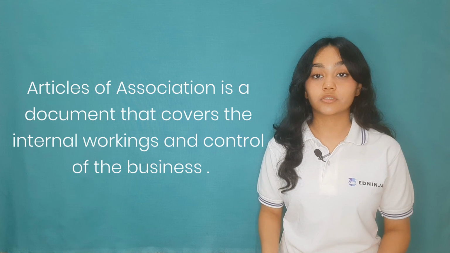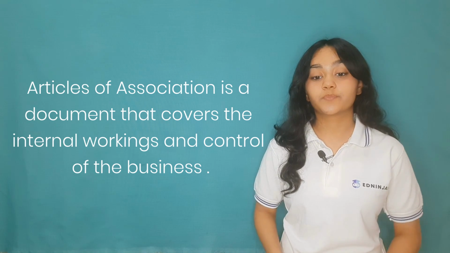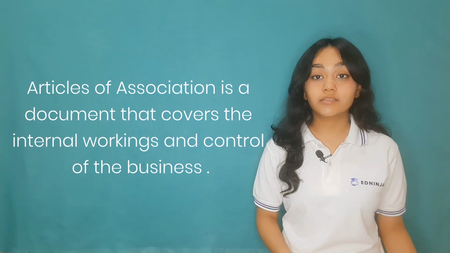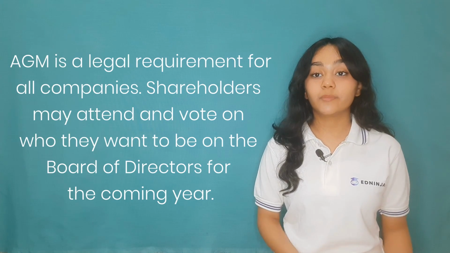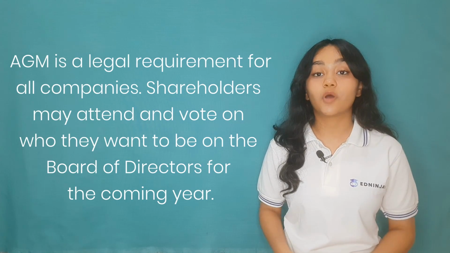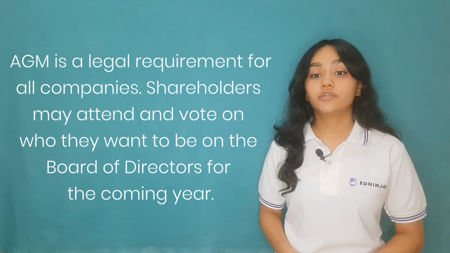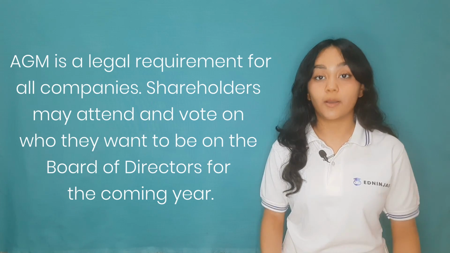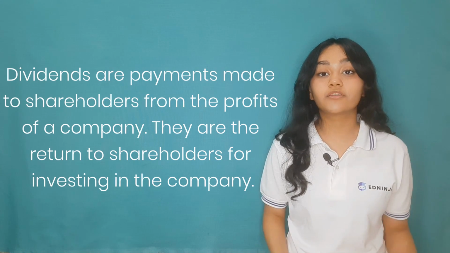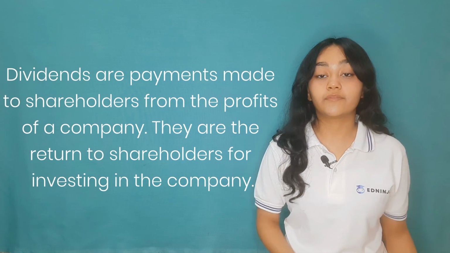Articles of Association. This covers the internal workings and control of the business. For example, the names of the directors and the procedures to be followed at meetings will be detailed. An annual general meeting is a requirement for all companies, and shareholders may attend an annual general meeting to vote on who they want to be on the board of directors for the coming year. Dividends are payments made to shareholders from the profits of a company as a return on their investment.